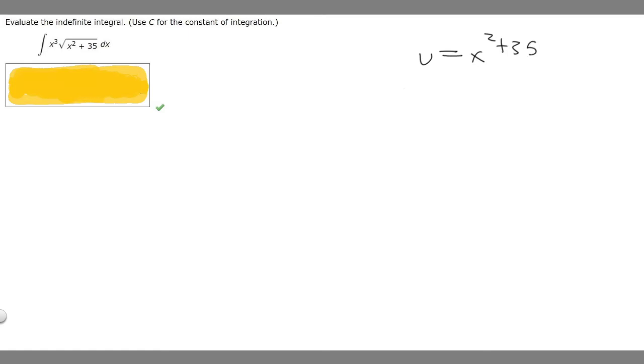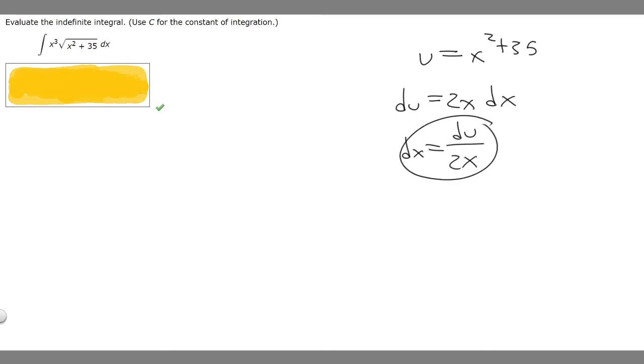And so what we want to do next is find the derivative of our u. So the derivative of x squared is just going to be 2x, right? And the derivative of a constant is 0. So we could add plus 0, but I'm not going to. And then we have to multiply by dx. So du is equal to 2x times dx. Then we solve for dx. If we divide both sides by 2x, this side would cancel, so we get that dx is equal to du over 2x.